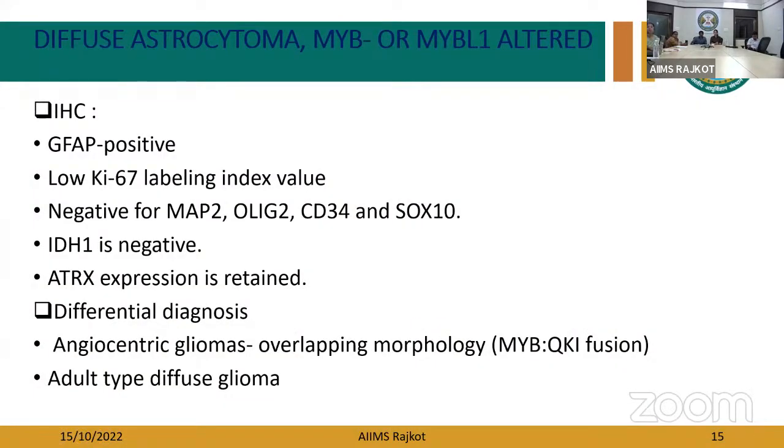So on IHC, GFAP positive, very low Ki67, negative for MAP2, OLIG2, CD34, SOX10. So in contrast to adult low-grade glioma, it is OLIG2 negative because adult low-grade glioma is OLIG2 positive. It is IDH negative, whereas adult glioma is IDH positive. ATRX expression is retained, whereas adult glioma shows loss of ATRX. So differential diagnosis can be adult type glioma and angiocentric glioma. Angiocentric glioma can show morphology similar to this type. However, molecular pathology is typical for angiocentric glioma, whereas adult type glioma is positive for IDH1.